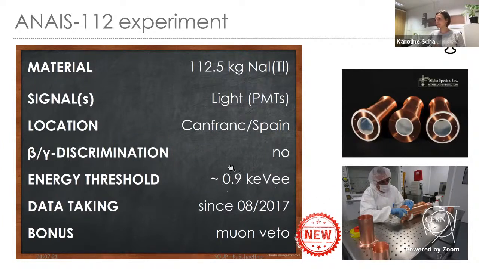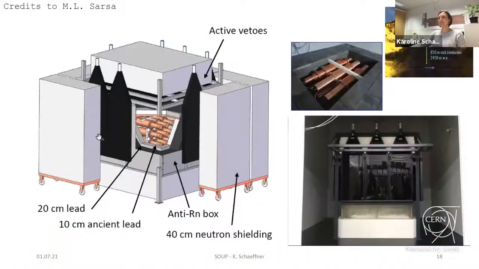They, as DAMA, don't have any background discrimination, so this is in this case the same. The threshold is around 0.9 keV electron equivalent, so a bit lower than what DAMA has achieved in the second phase. And they have been in data taking since August 2017, so almost 3 years now. They have also a muon veto. And here you can see their setup.